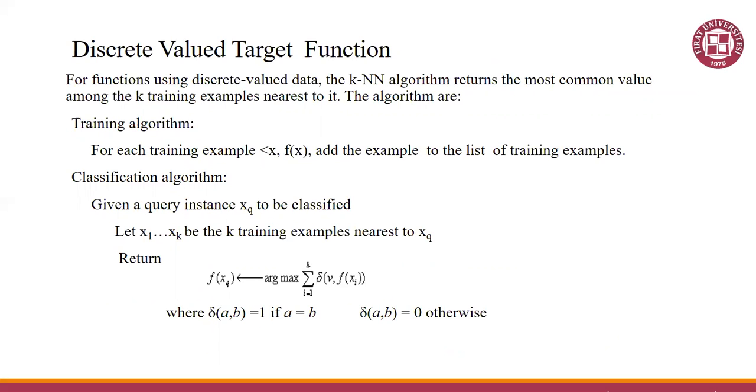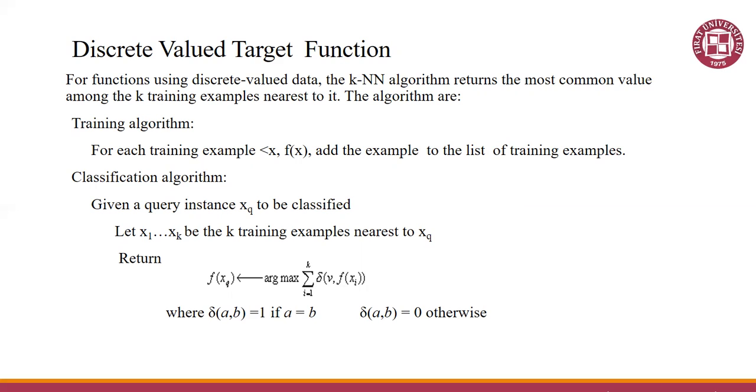Discrete value target function. For functions using discrete value data, the KNN algorithm returns the most common value among the k training examples nearest to it. The training algorithm: for each training example x, which is a function of x, add the example to the list of training examples. What this simply means is, if we have data containing a training example, we should put the training example in an array with its data and label.